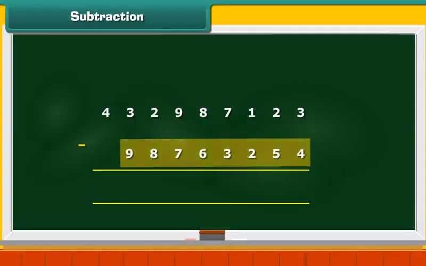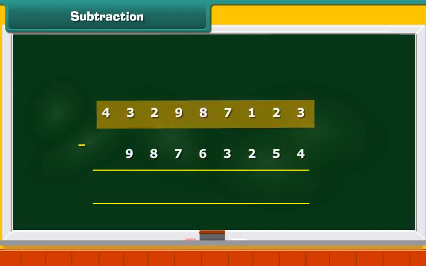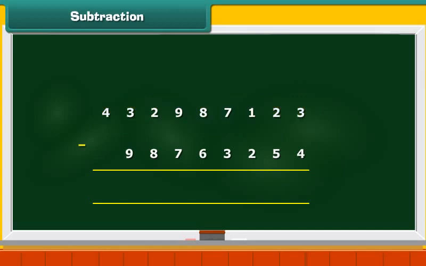Subtract 98763254 from 432987123. Draw the Indian place value chart. 432987123 is the minuend as it is the larger number. 98763254 is the subtrahend as it is the smaller number.